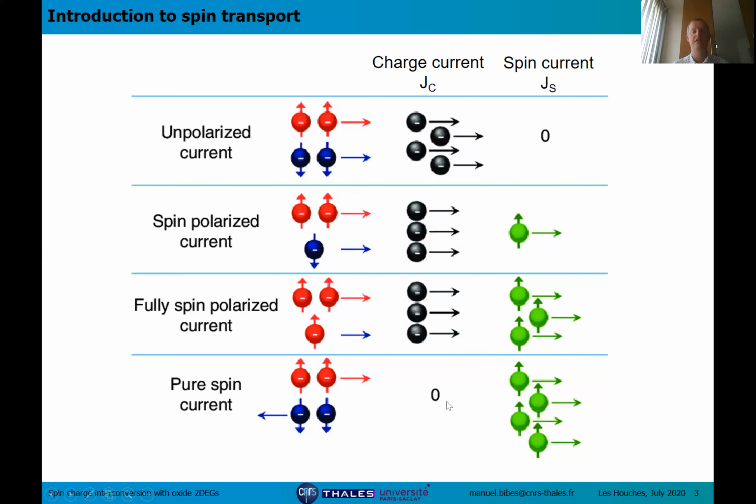And finally, there is a last situation that corresponds to two electrons with spin up moving to the right and two electrons with spin down moving to the left. So here you have no charge current, there's no net flow of charge, but there is a finite and large pure spin current because you have a motion of the spin angular momentum to the right in this case, okay? And this is a large pure spin current.